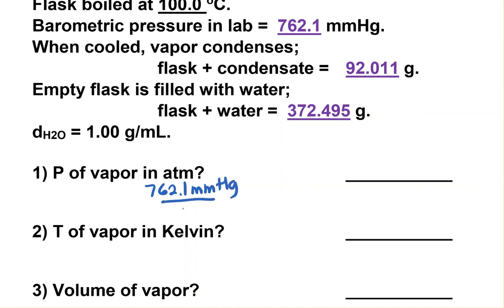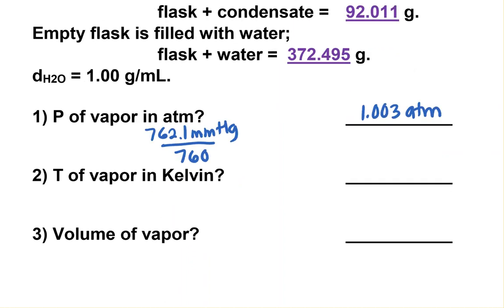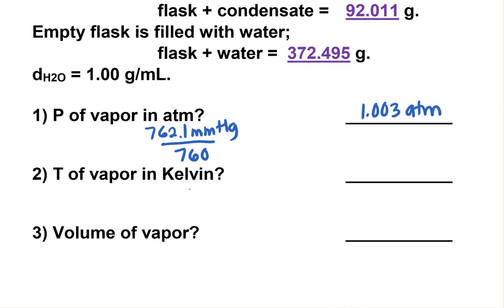And to get it to atmospheres, we divide by 760. And again, this millimeters of mercury has 4 sig figs. We treat the 760 exact, so our answer has 4 sig figs. Okay, our temperature in Kelvin. This is the temperature we're using. So we're going to add our 273, and I'm going to go ahead and round that off here. You could just leave the 1.5 and keep track of how many sig figs, but okay.